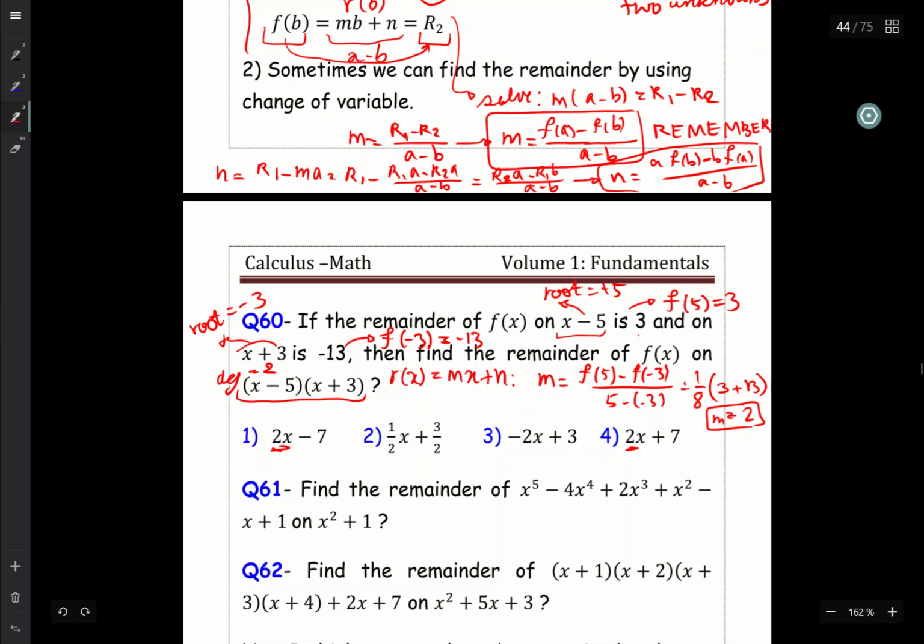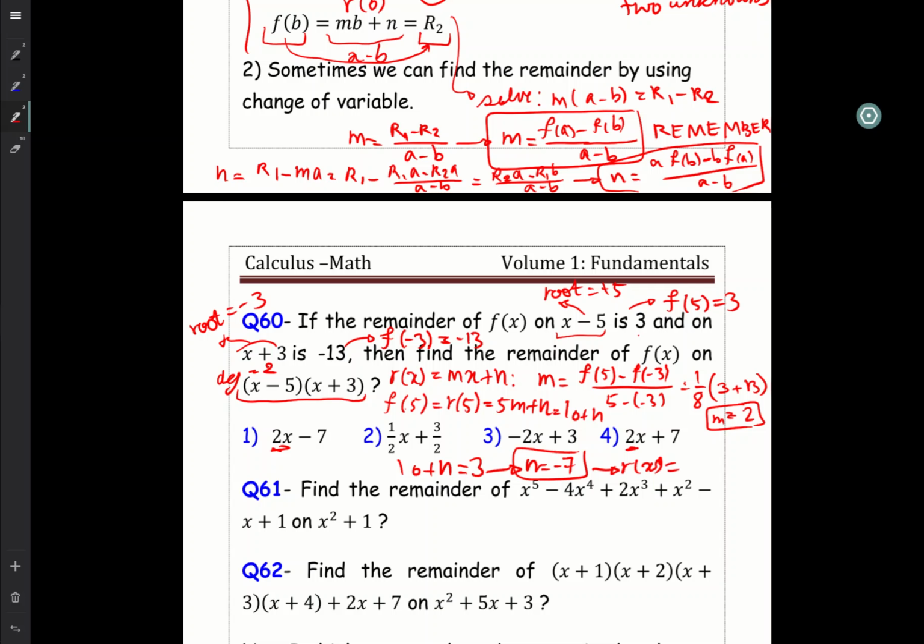So what is f of 5? Obviously it's r of 5, right? R of 5, which is 5m plus n, which is 10 plus n. So 10 plus n is equal to f of 5, which is 3. So n is negative 7. So our remainder, without knowing what f of x was, this is very interesting, is 2x minus 7.